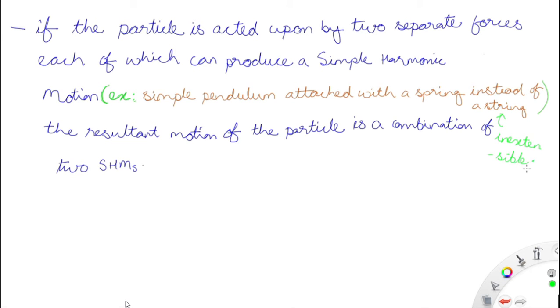In the simple pendulum, the string is inextensible, because if it were extensible, then it would also do two simple harmonic motions. But in that case, when we attach a string, it is an inextensible string. That's why it is doing only angular oscillation. So the simple pendulum is an example of angular oscillation, angular simple harmonic motion.